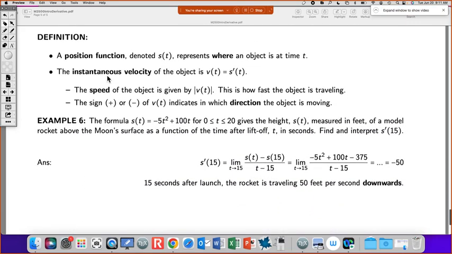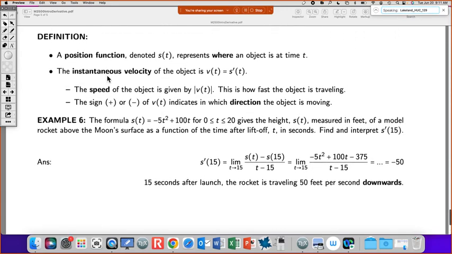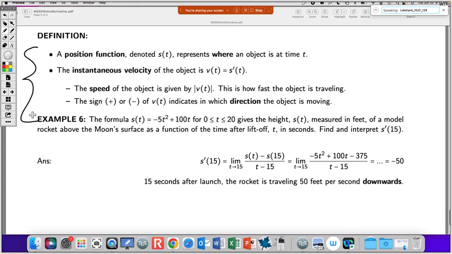All right, last example is a physics one. So we alluded to this earlier. A position function, typically called S of t, represents where an object is at time t. So S of t tells you where you are. The instantaneous velocity is the derivative of the position. So that tells you how fast and in what direction. The speed is the absolute value of the velocity. That tells you how fast. The sign, plus or minus, tells you the direction.